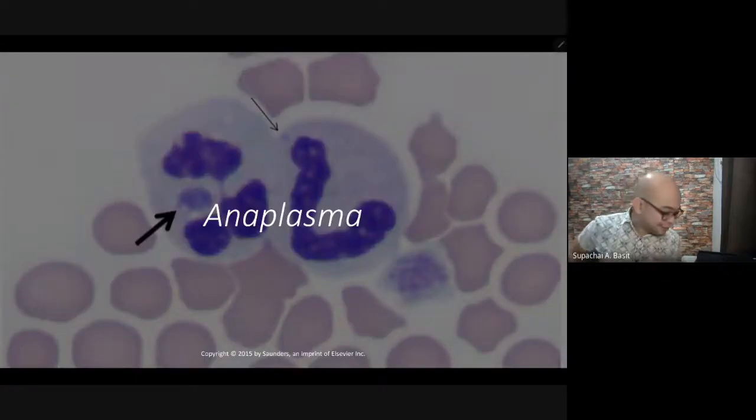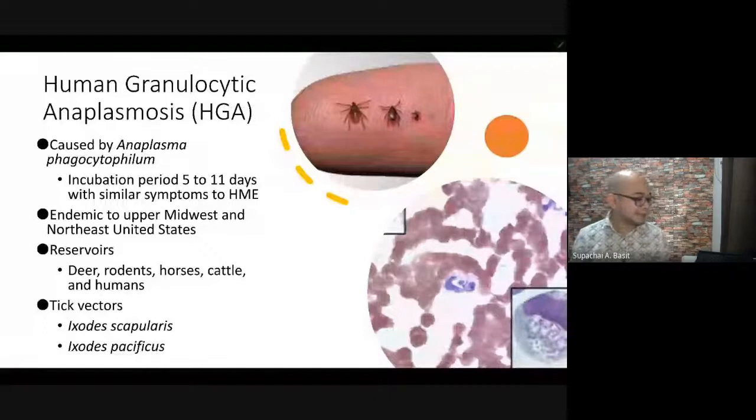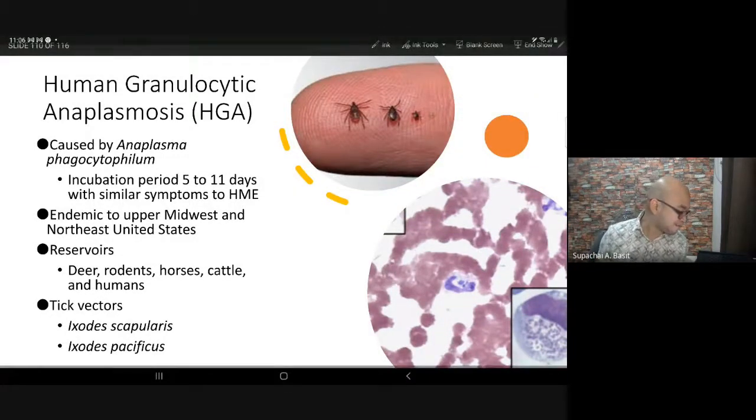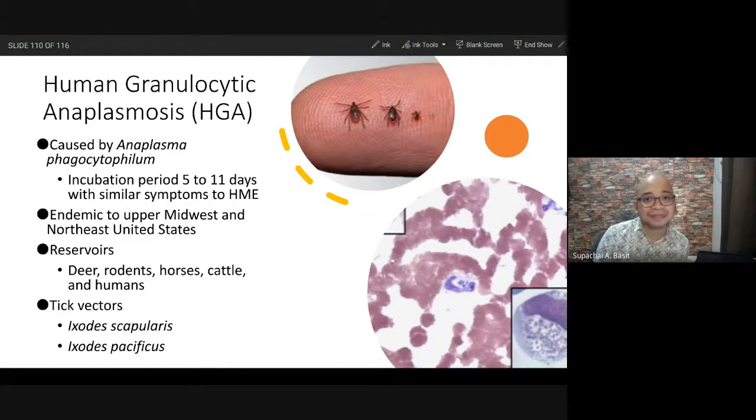And then we also have here the Anaplasma. Anaplasma causes the HGA or the human granulocytic anaplasmosis, which is caused by Anaplasma phagocytophilum. Okay? And the incubation period is between 5 to 11 days with similar symptoms with that of the ehrlichiosis. So it is endemic to upper Midwest and Northeast United States.